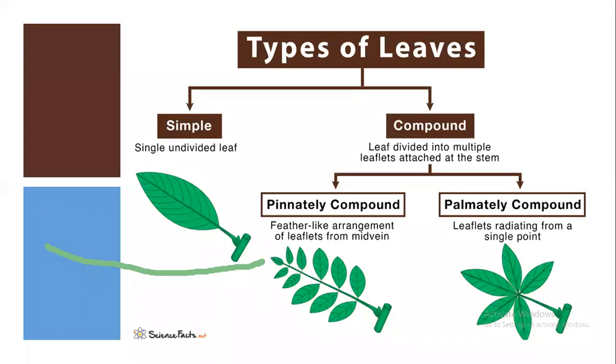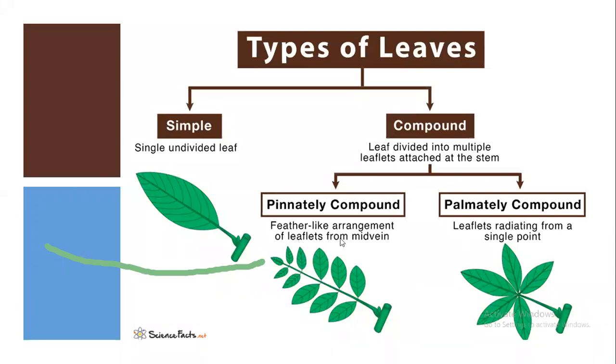Okay, here they have just divided the leaves into two types: pinnately compound and palmately compound. So here is the name palmately compound. So palm is all about the palm tree. On the palm tree there is a shape. These leaves are in the shape of a palm. So that's why they have named it palmately compound. Okay, so what is the difference between these two?